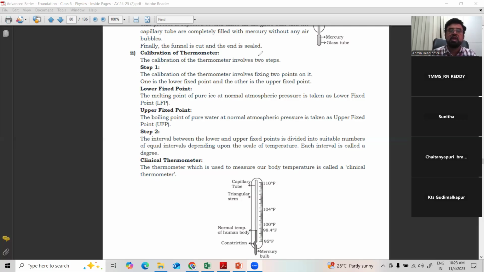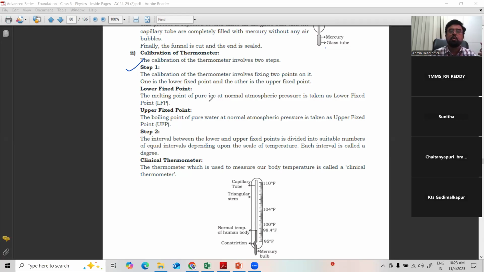The calibration of a thermometer involves two steps. Number one, fixing two points on it. One is the lower fixed point, the other is the higher fixed point. For example, in a normal thermometer, the lower fixed point is 0 degrees and the higher fixed point is 100 degrees. That is the melting point and boiling point, depending on the liquid. First they identify the lower fixed point and the higher fixed point.